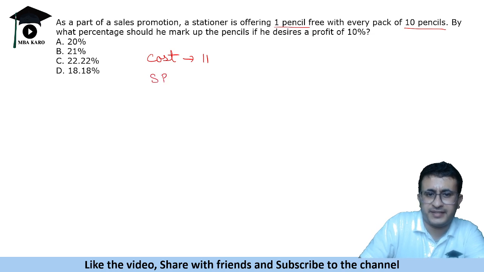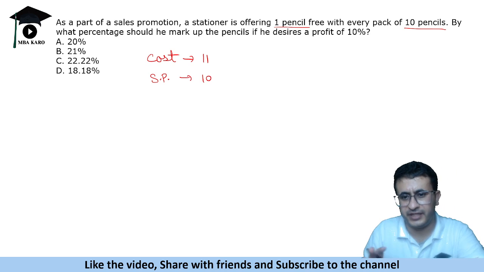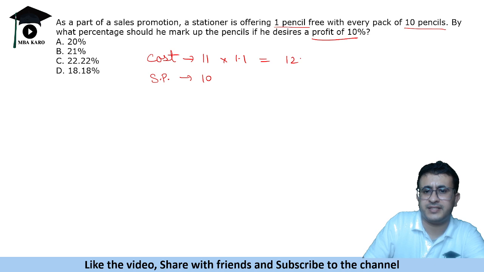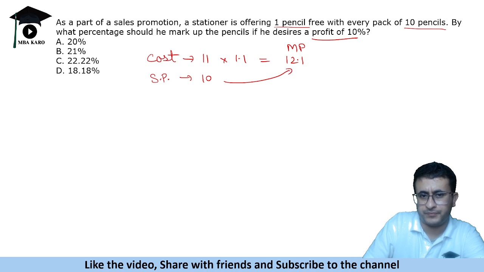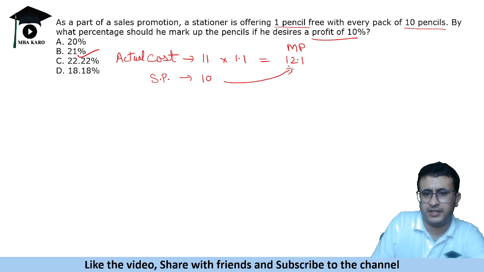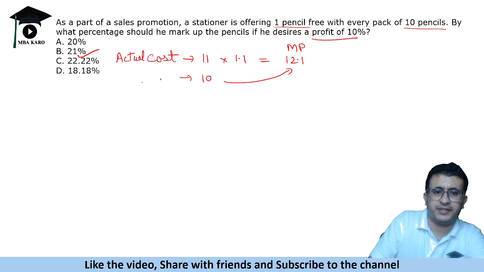Now while he is selling, he is saying take only 10, since one is free, so the selling price is for 10, but he needs to make a profit of 10%, okay? He has to make a 10% profit, so he should mark the pencils at 12.1, this should be the mark price. So if he is marking the 10 at 12.1, that means he is increasing the mark price by 21%. So his actual cost is 11, right? The displayed cost is 10.